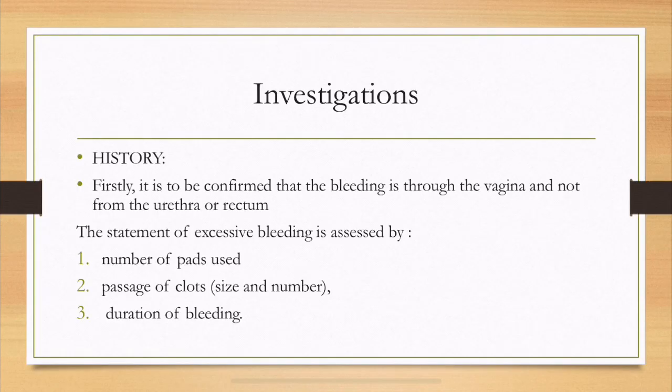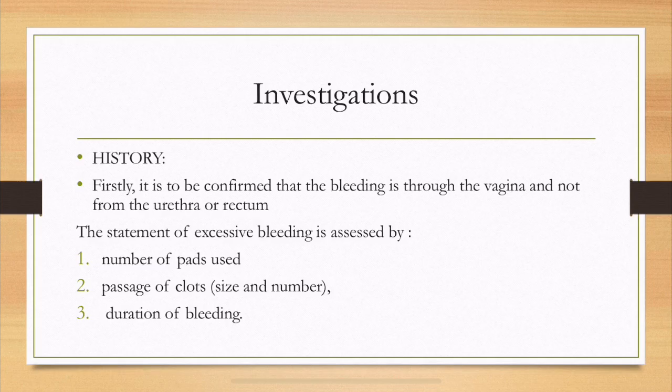Now we are going to look into the investigations in detail, the different procedures used to diagnose. History. Firstly, it is to be confirmed that the bleeding is through the vagina and not from the urethra or rectum. The statement of excessive bleeding is assessed by: how do you conclude it to be excess bleeding? When the number of pads used is more than 7 per day. The passage of clots, the size and the number should be investigated. The duration of the bleeding should also be asked.